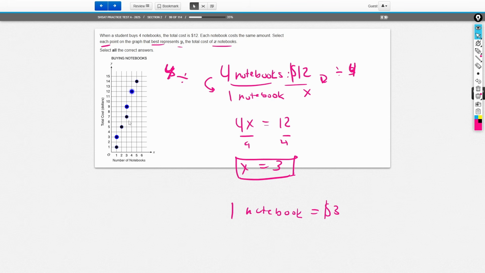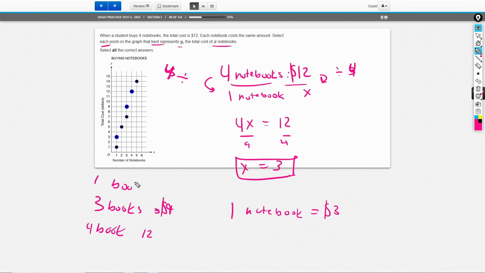Those are the only 3 that are correct because it follows this 1 notebook to $3 ratio, okay? If I were to look at the other points, they don't follow that. So again, 3 books for $9, 4 books, $12, 1 book, $3. Everything else is wrong. It doesn't follow this 1 to 3 ratio.